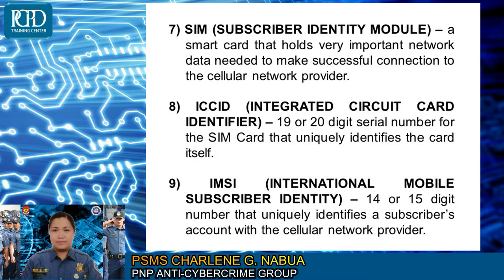SIM ng mobile phone has an IMEI. SIM card has an ICCID or the Integrated Circuit Card Identifier. Ito yung maliliit na number na nakaprint mismo doon sa likod ng card. So, nowadays, we have 3 tri-cut SIMs. Yung tawag nila, the regular, the standard, the micro, and the nano. So, meron din siyang nag-iisang ICCID per SIM. Usually, it consists of a 19 or 20-digit serial number per SIM card that uniquely identifies the card itself. So, walang dalawang SIM card na magkapareho ng ICCID. Maliban na lang kung tampered yung isa.